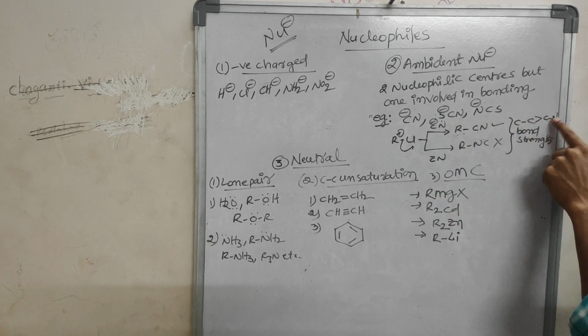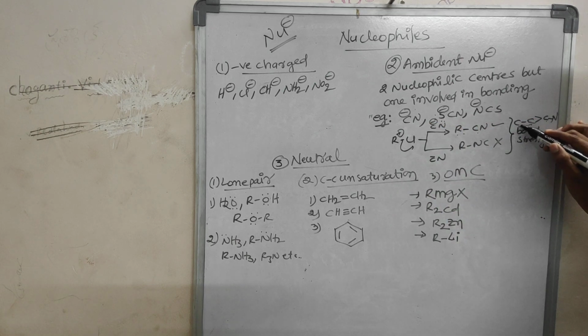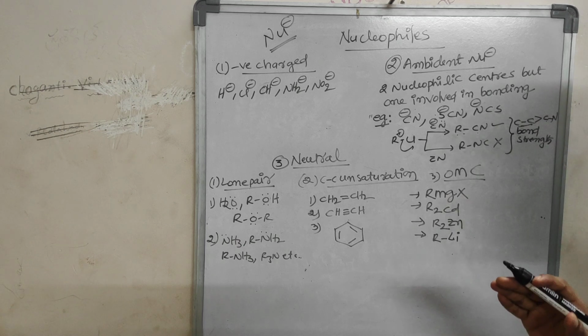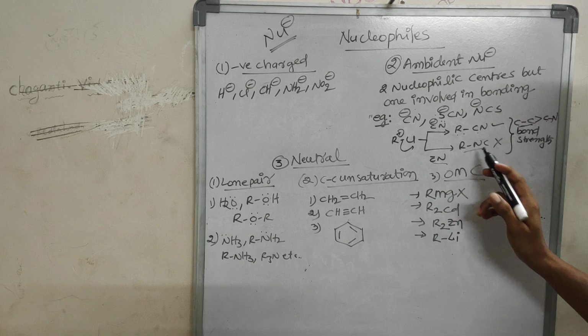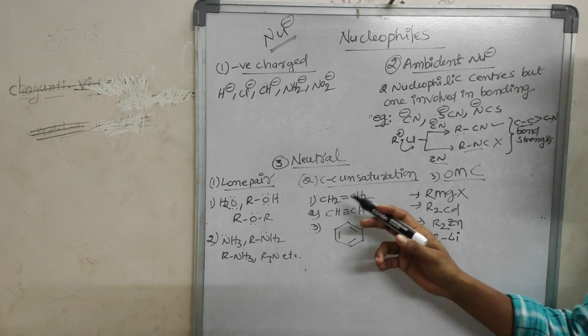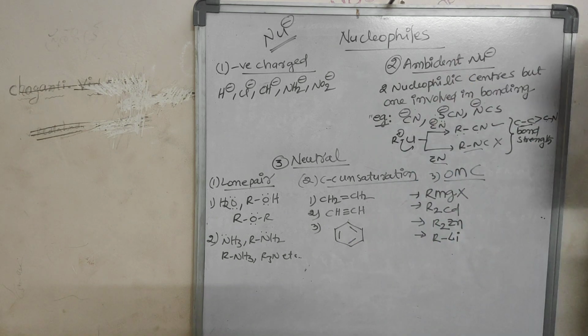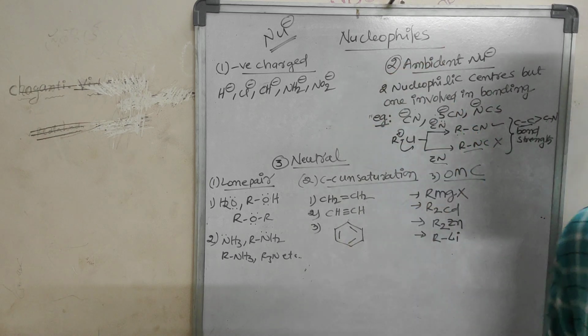Okay, carbon-carbon and carbon-nitrogen. The carbon-carbon bond strength is more than the carbon-nitrogen bond. You are getting my point here. Attachment through N will not be possible. So this is an ambident nucleophile. Okay, these also have negative charge, so we can represent it as a nucleophile.